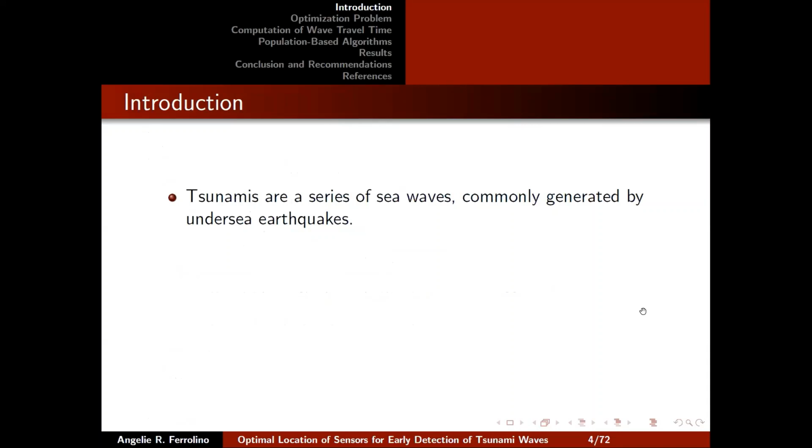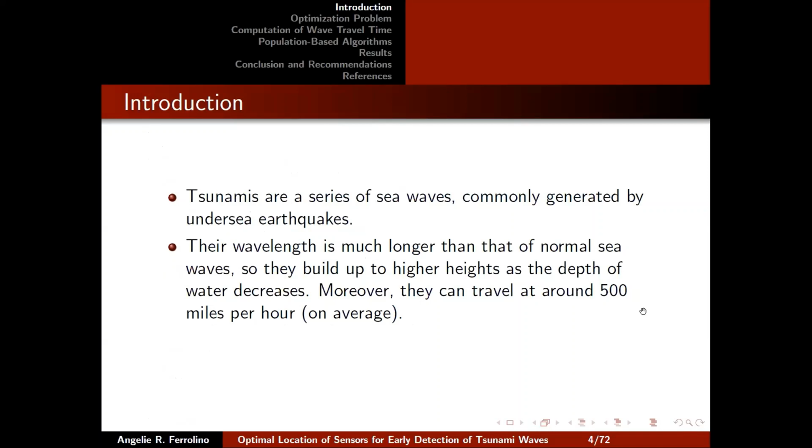So tsunamis are a series of sea waves which are commonly generated by undersea earthquakes. Unlike normal sea waves, their wavelength is much longer, so when the depth of water decreases, they build up to higher heights. Moreover, they can travel at around 500 miles per hour. In the Philippines alone, a total of 41 tsunamis occurred since 1589. Tsunamis are considered as one of the most destructive natural disasters, and with a large volume of water moving at a high speed, they can cause massive destruction to the physical environment and can cause loss of human lives. So, it is important for us to assess the risk and mitigate the impacts of the tsunami.